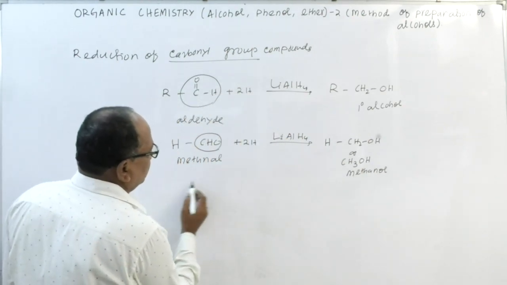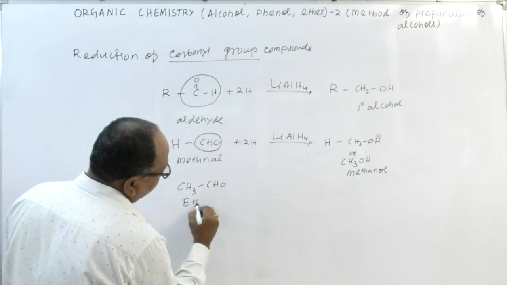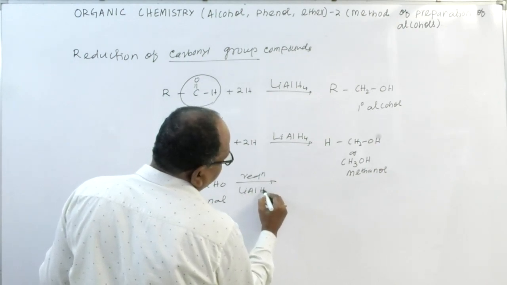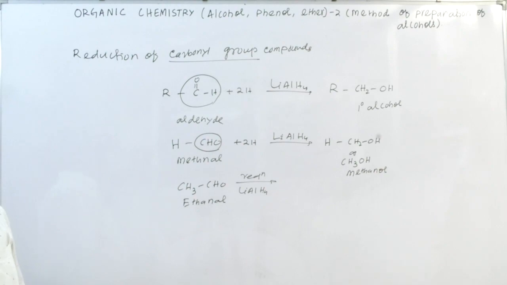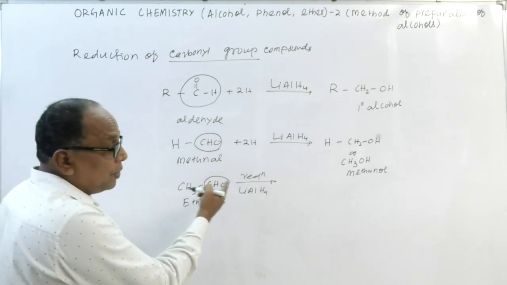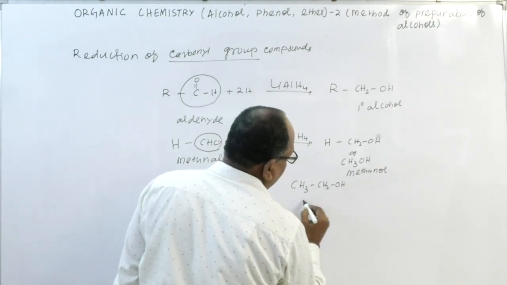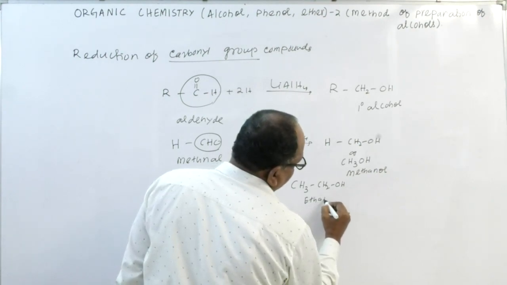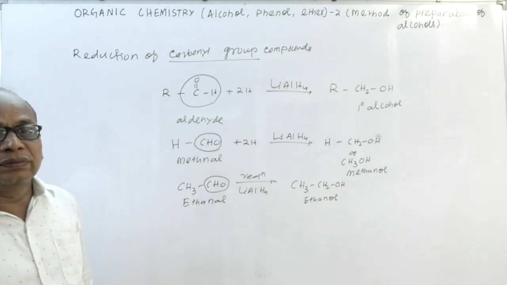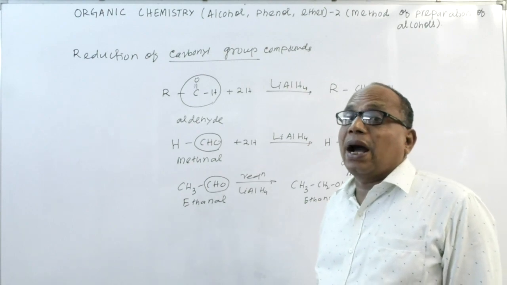Now if you take, suppose CH3CHO, this is called ethanal, and reduction with lithium aluminium hydride. This group is reduced to what? CH2OH. What compound will you get? You will get here CH3CH2OH. This is your ethanol, or ethyl alcohol. Okay, students, you see the aldehyde is reduced to the corresponding primary alcohol.